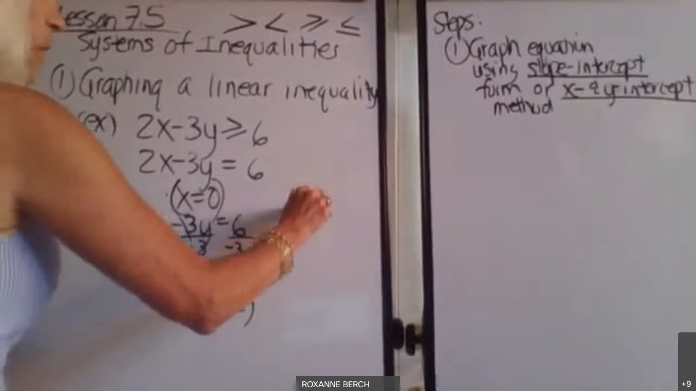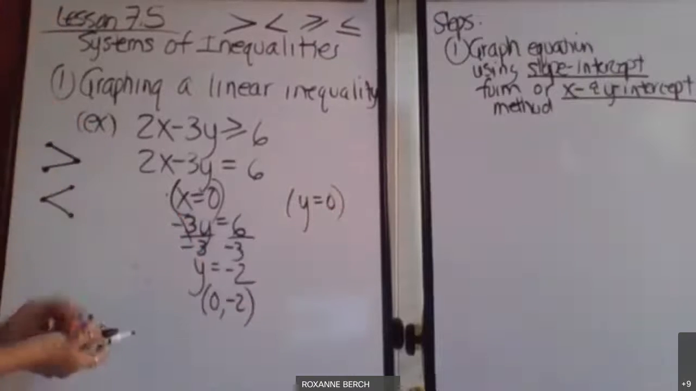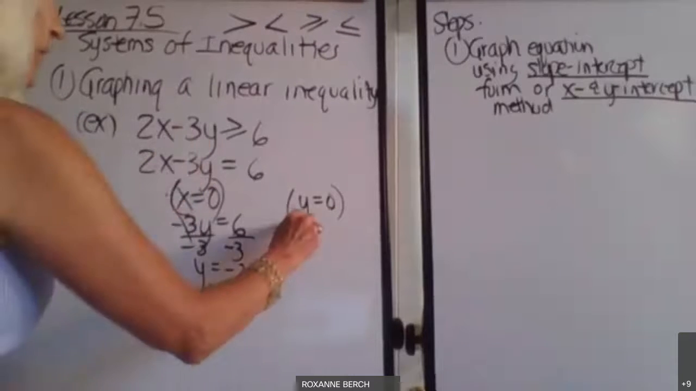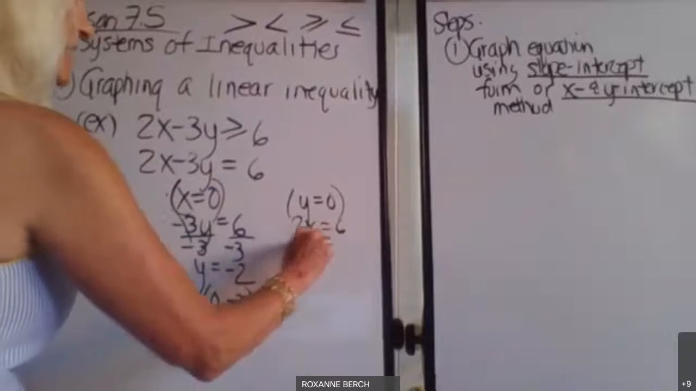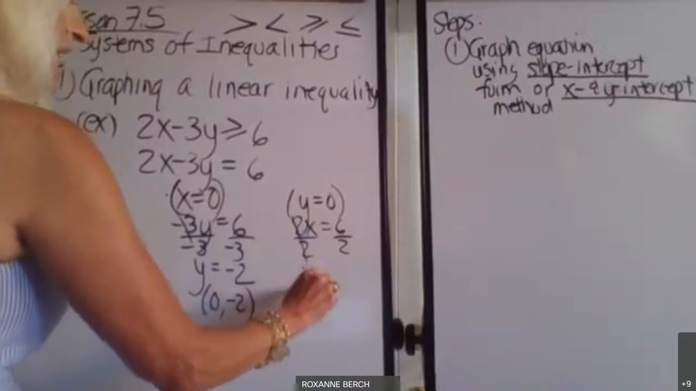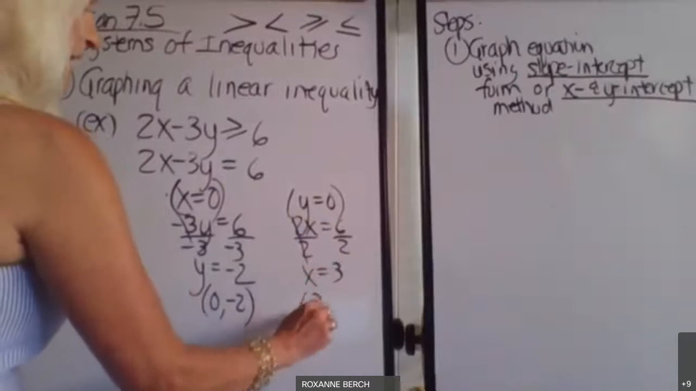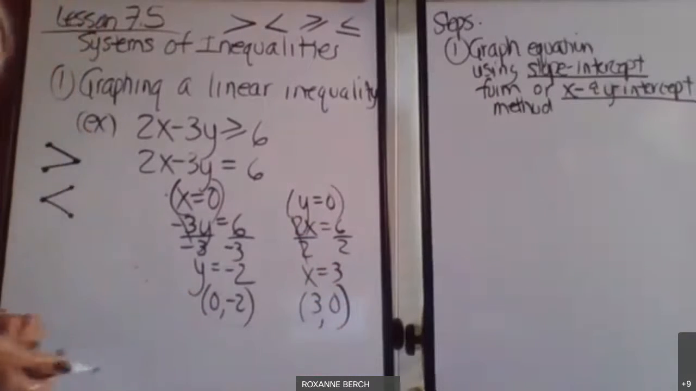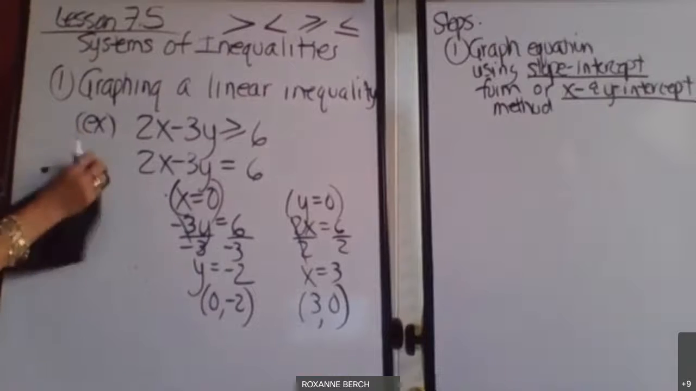Now you're going to set y equal to 0. When you set y equal to 0, you get 2x is equal to 6, so x is equal to 3. And you just found another point on the line. So basically what we're going to do is graph the 2 points and connect them.